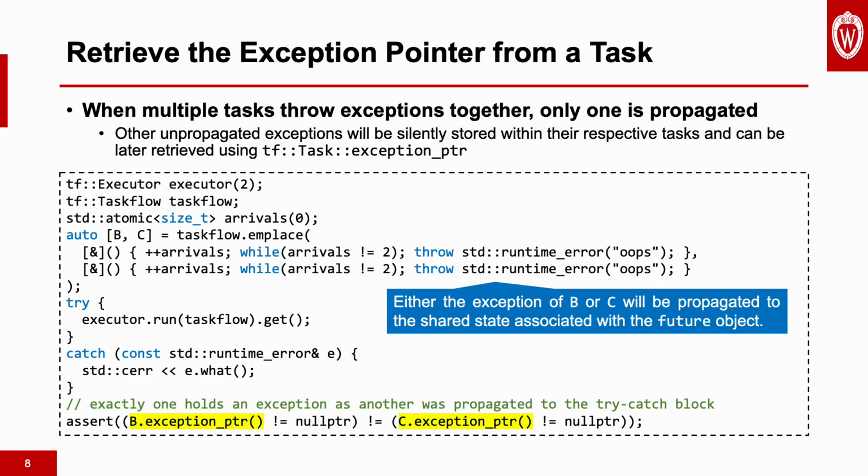Since we are in a multi-threaded environment and exception handling is relatively sequential, when multiple tasks throw exceptions simultaneously, only one will be propagated. Other unpropagated exceptions will be silently stored within their respective tasks and can be later retrieved using the exception_ptr method in tf::Task. For example, the code below creates a taskflow with 2 tasks, both of which throw exceptions. However, given the sequential nature of the try-catch block, only one exception can be caught, while the other will be silently stored inside its task. That's why we place an exclusive assertion at the end of this code.